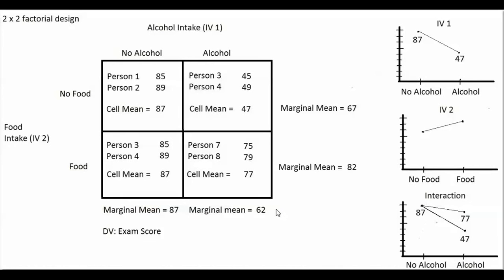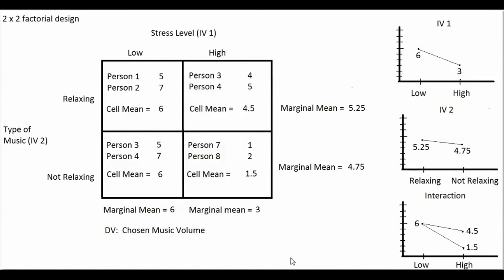I want to show you one other example of an experiment that I think would show an interaction. In this experiment, the dependent variable is chosen music volume. I'm telling each participant that I'm going to be playing music, and I ask each participant to select the volume that he or she would like the music to be played at.